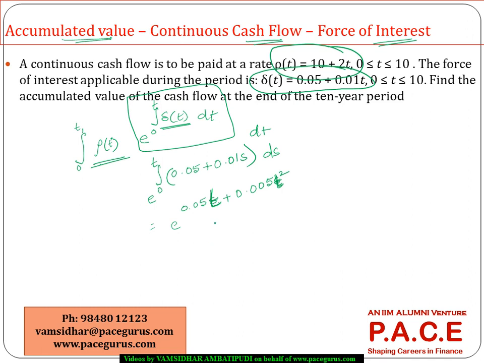Now the same logic, if I extend it for cash flows, integral 0 to t, or here in this case we are talking about a 10-year period. So integral 0 to 10 plus 2t into e power 0.05t plus 0.005 t squared dt. This is what is our required expression.